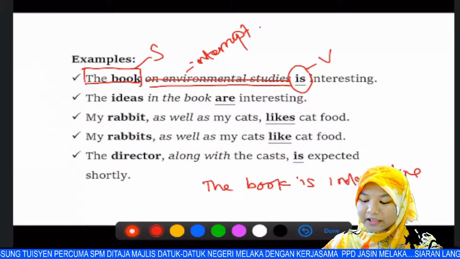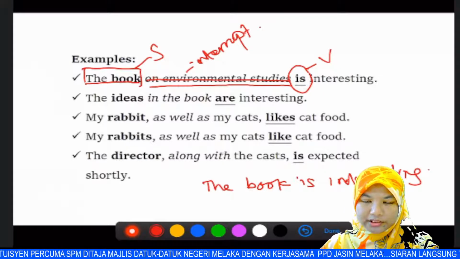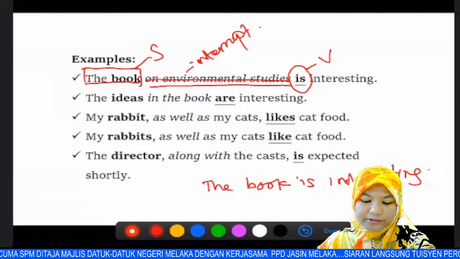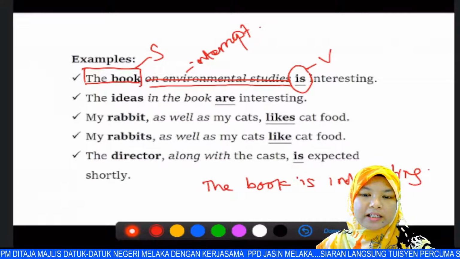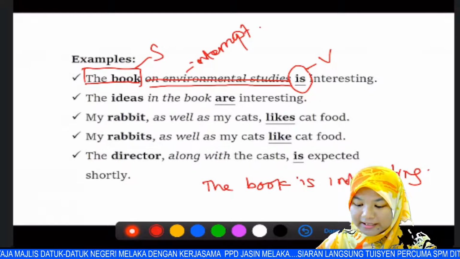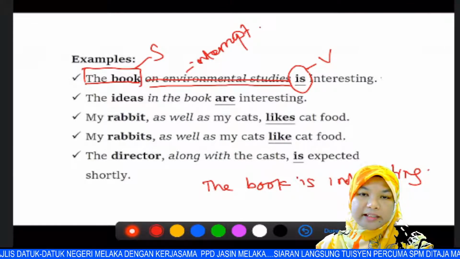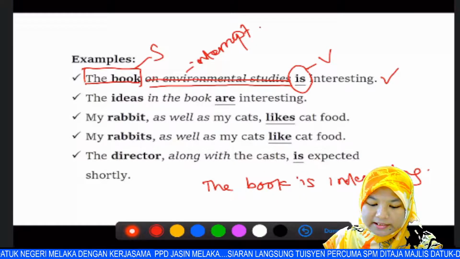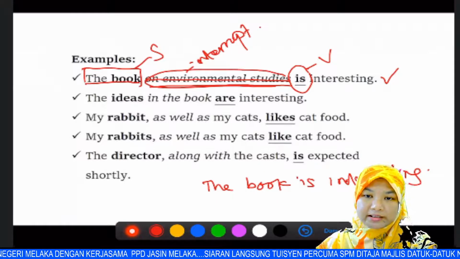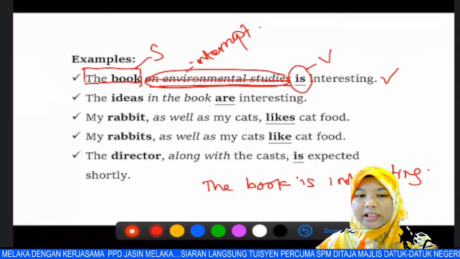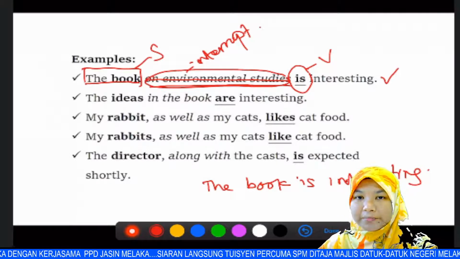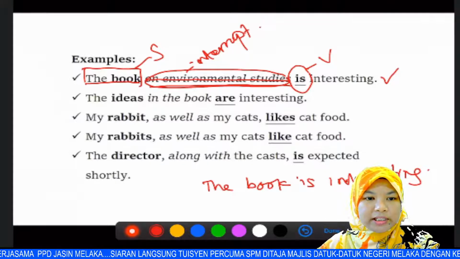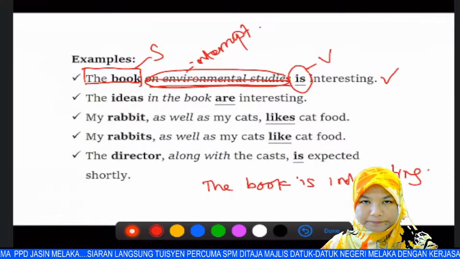Yes, even without it, we call this a prepositional phrase. Even without that phrase, the sentence is still correct. That is why it says it does not affect the basic agreement. It is not part of the subject. Now let's look at example number 2.